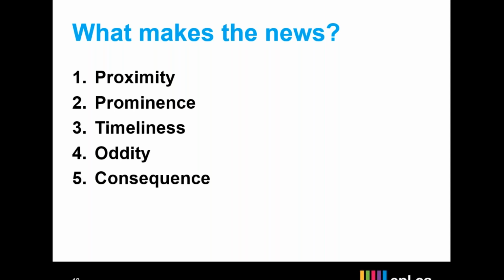Timeliness. Current news has more impact than something that happened yesterday or last week. The news media loses interest in past events because there's always fresh news somewhere. Oddity. If something is unusual, shocking, or bizarre, the strangeness alone could make it newsworthy. Consequence. If the impact of an event may directly affect the community, media will want to know about it.